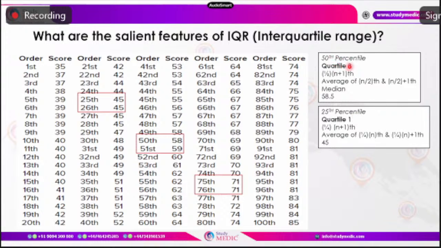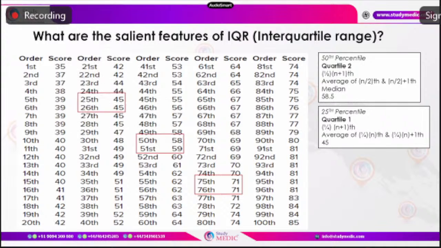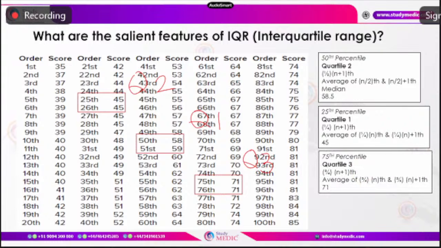If the 50th percentile is called quartile 2 and the 25th percentile is called quartile 1, then what is quartile number 3? Quartile 3 is the 3/4th value of n and the next value, 3/4 of the sample size and the next value. It is the 75th value and the 76th value, and then it is the average of these two. So quartile 3 is 71. Okay. Now what percentage of the data lies between quartile 1 and quartile 3?